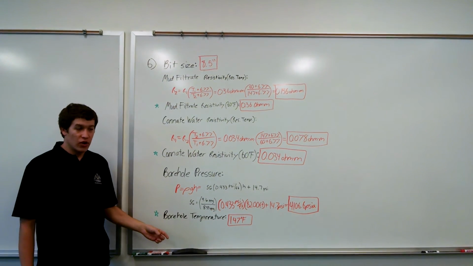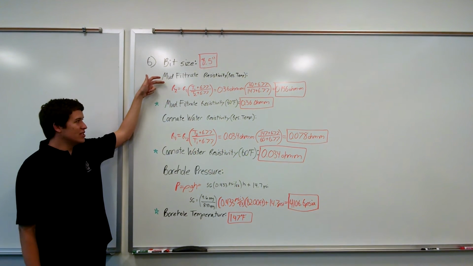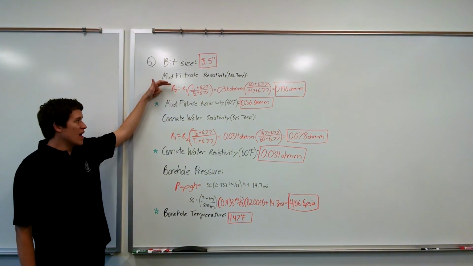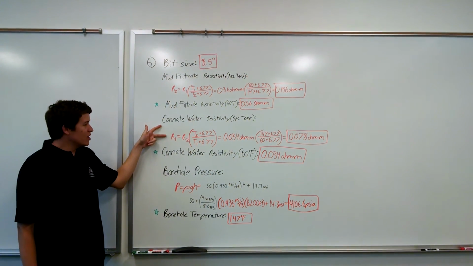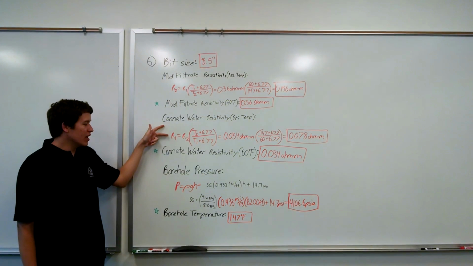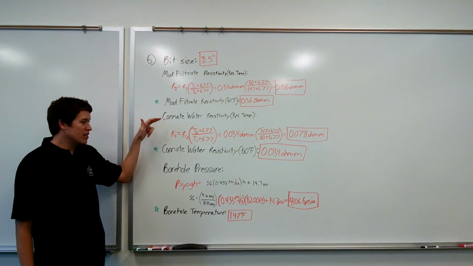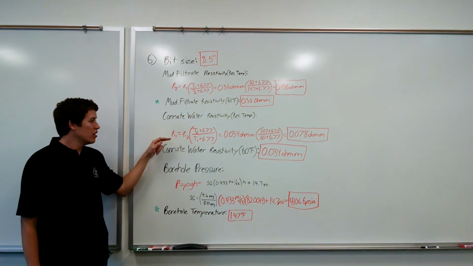The reason why we do this first is so we can come back up here and use the Arps equation to solve for the mud filtrate resistivity at the reservoir temperature. And through this, we found that at higher temperatures, there's lower resistivity. We can also use that to calculate the connate water resistivity, which is the same process as this first one, but in reverse, since we're given the resistivity at 60 and have to solve for the reservoir.